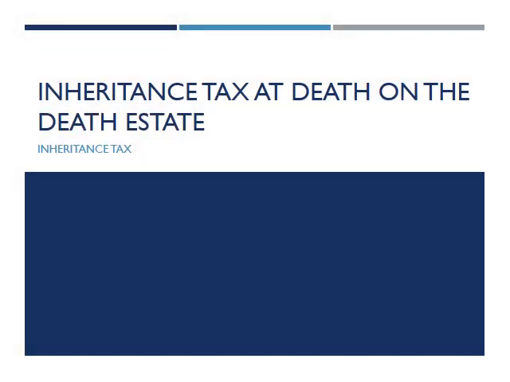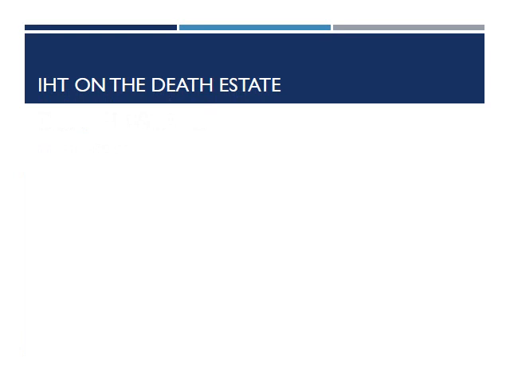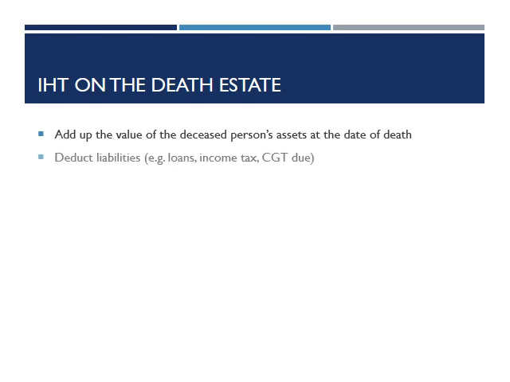This session, we're going to look at how we calculate inheritance tax at death on the death estate. Now, what we do is we will add up the value of all of the deceased person's assets, all of them, at the date of death. We will then deduct any liabilities that person had at the date of death, so any loans, any income tax that's due, any capital gains tax that was due.